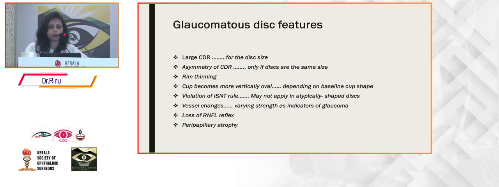So what are the features of a glaucomatous disc? It will have a large cup disc ratio for a given disc size.